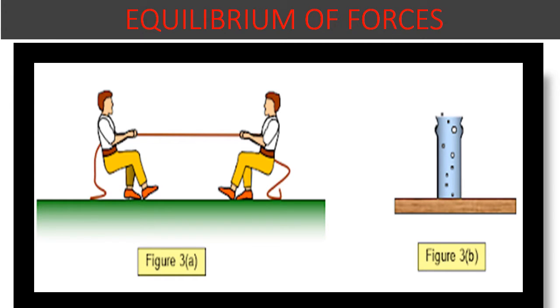Look at figure 3b. A vessel is on a table. Here, the weight of the object is acting vertically downwards and a perpendicular reaction force is exerted vertically upwards by the table. The vessel is in equilibrium under the action of these two forces.